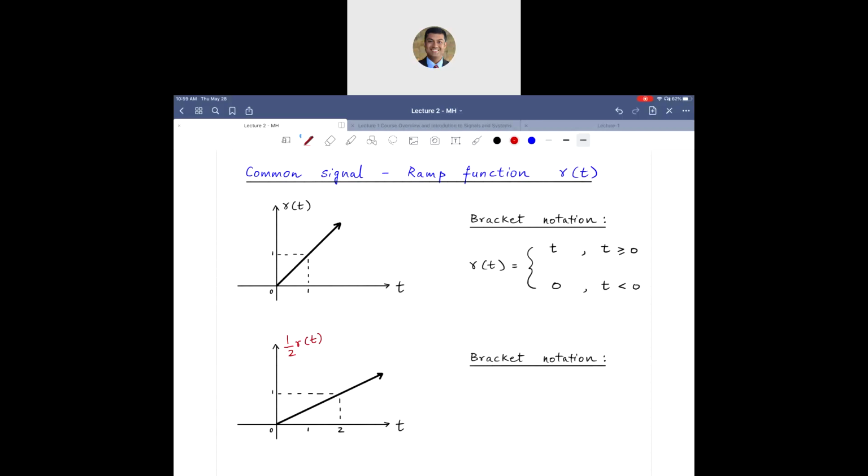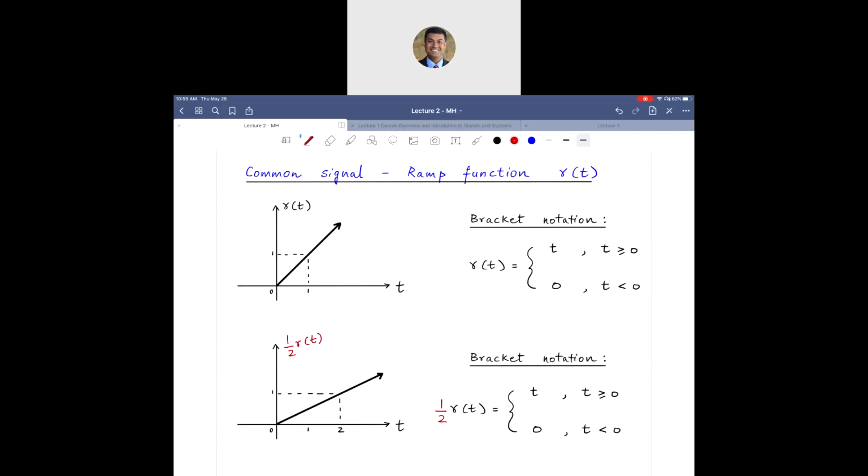So let me copy this bracket notation and adjust it a little bit to complete the bracket notation of our new ramp signal. And I will make modifications to this in red. So now I don't have r of t, I have half r of t.